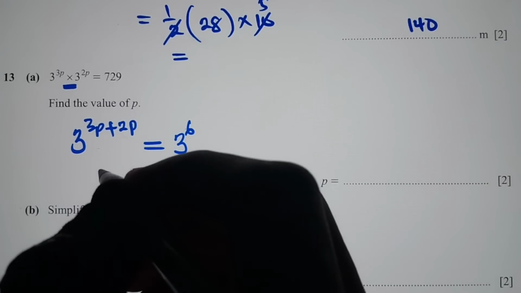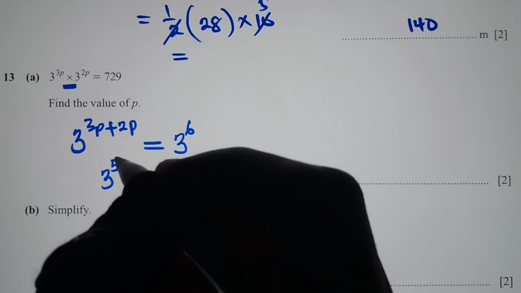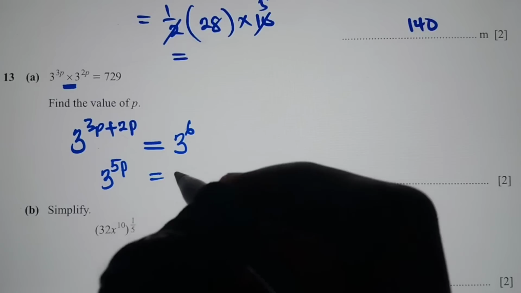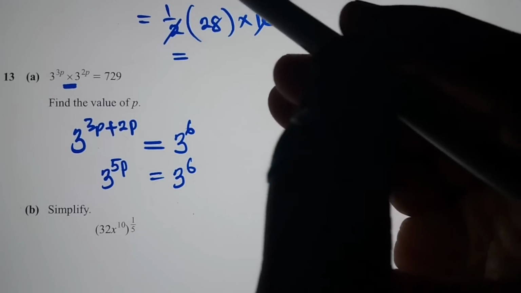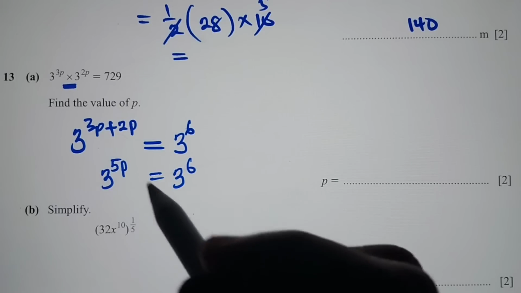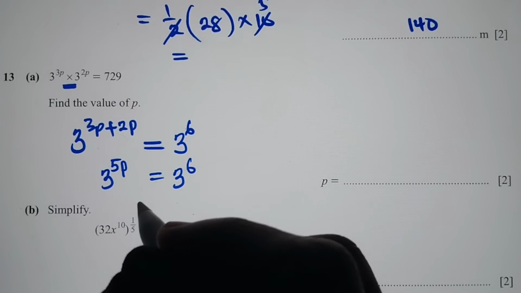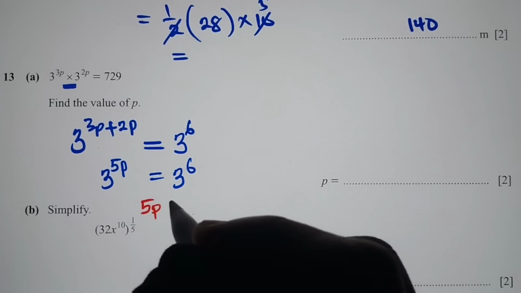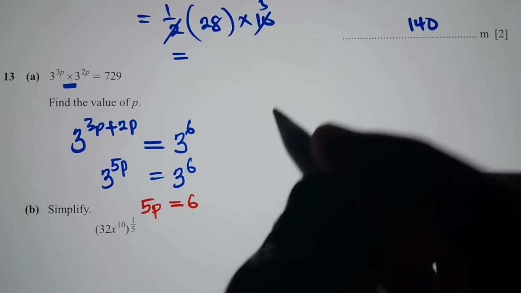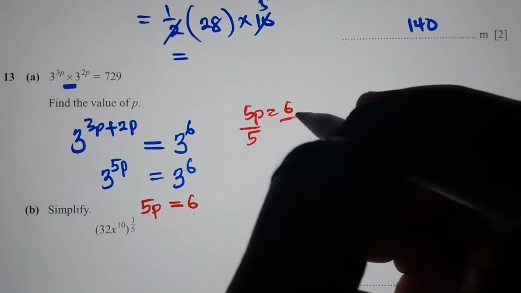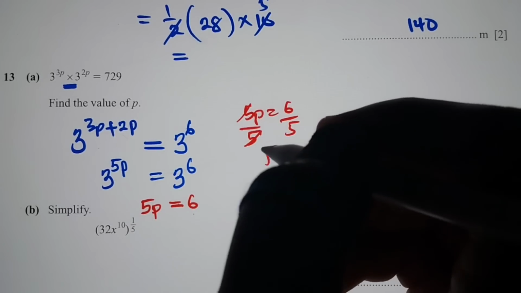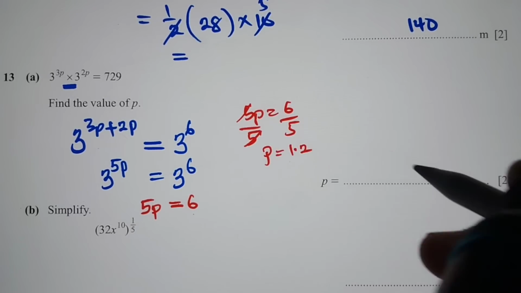So this means that 3 raised to power 5p is equal to 3 raised to power 6. And because the bases are the same, we can take out the bases and equate the powers. So we have 5p is equal to 6. So if 5p is equal to 6, divide both sides by 5, and then p is simply 1.2.